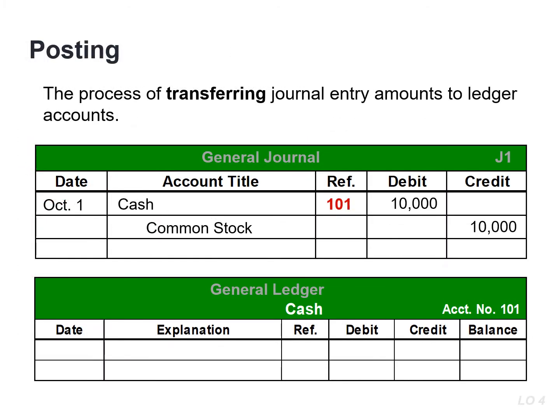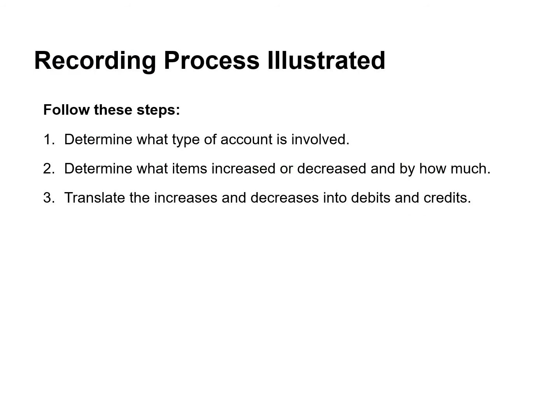The procedure of transferring journal entry amounts to ledger accounts is called posting. This phase of the recording process accumulates the effect of journalized transactions in the individual accounts. The next several slides show the basic steps in the recording process using the October transactions of Sierra Corporation.